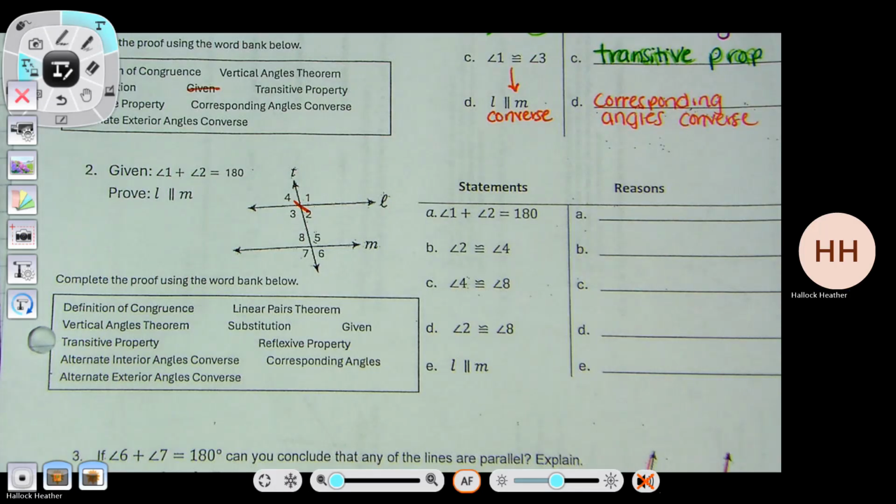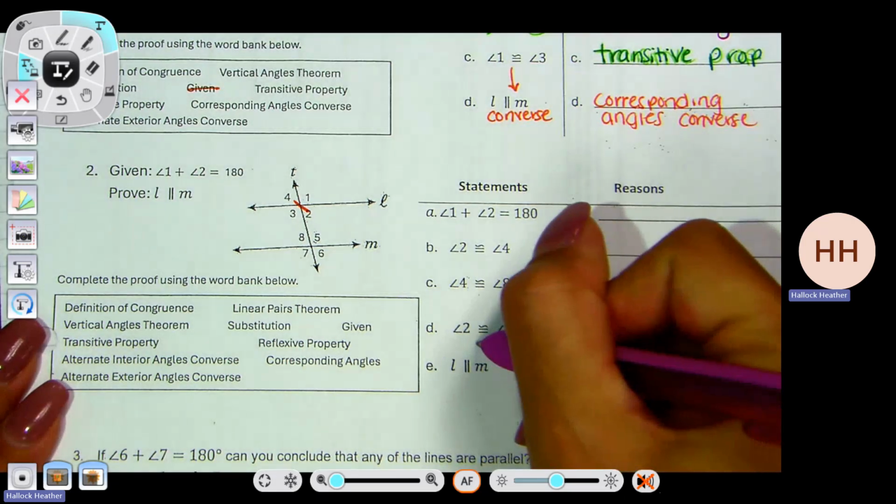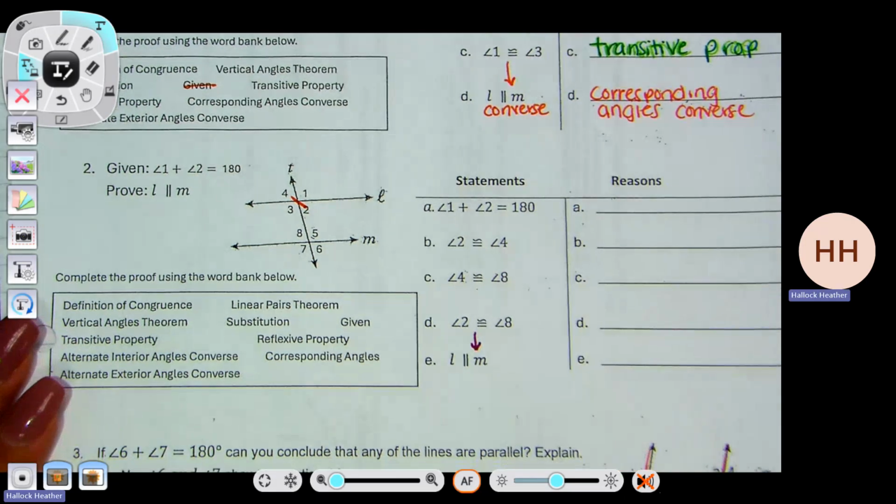L M. L is parallel to M. That's what those double lines mean. So what were we for the last one? It has to be a converse, because that's how you prove lines parallel. It's one of those 5 things: alternate interior angles converse, alternate exterior angles converse, corresponding angle converse, consecutive interior. How do you know which one? It depends on the relationship between this and this, because you're going from the previous step to the next step.